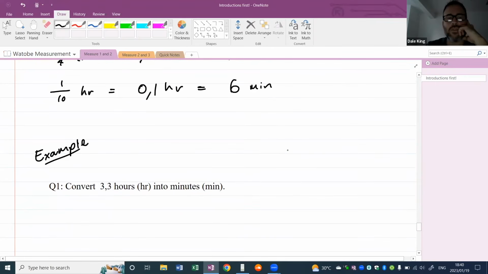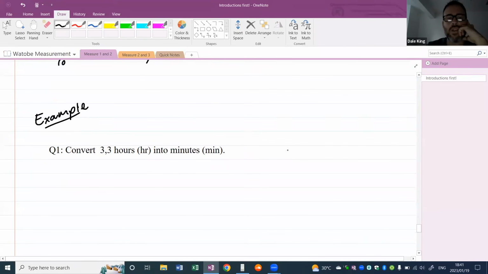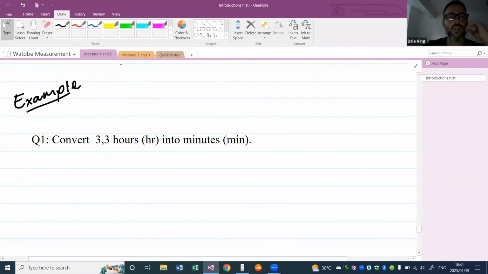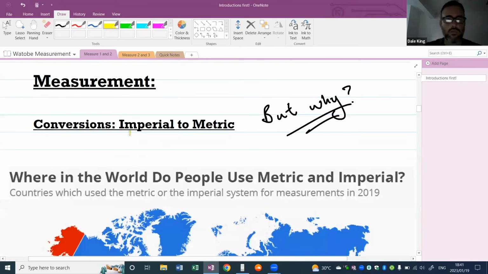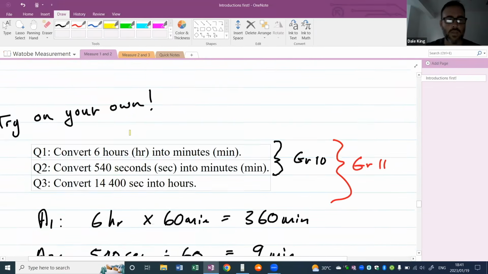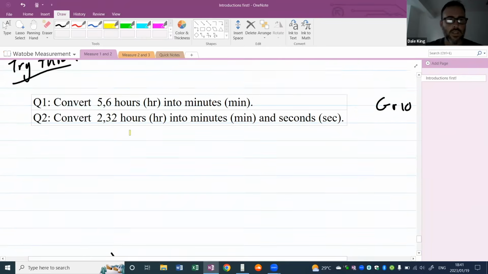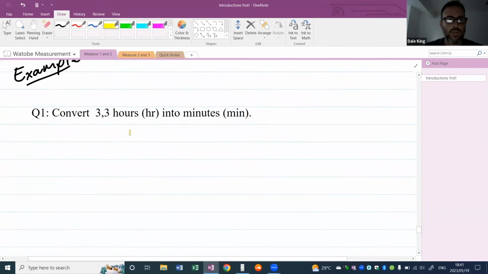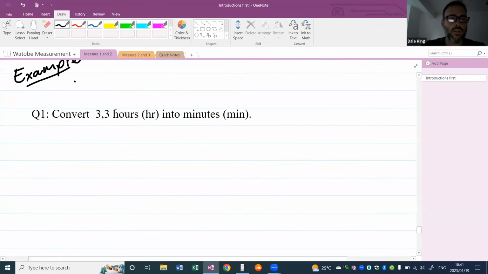Here's a conversion. Let's try this. Now, what is different in this question compared to the others that you just tried? This says, what is 3,3 hours? So there's a decimal there. We've been dealing with whole numbers. Now we're dealing with decimals.